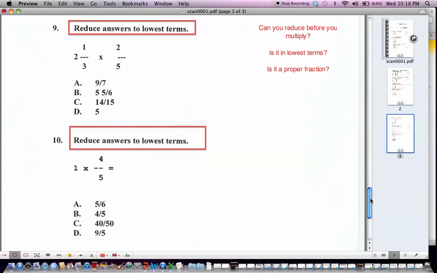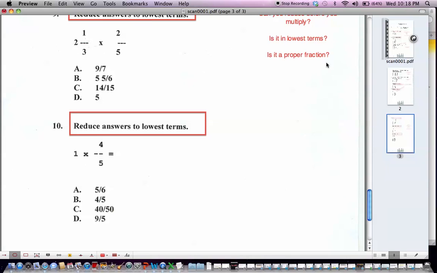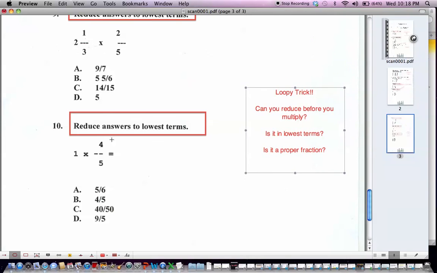Then number 10. Reduce answers to lowest terms. 1 times 4/5. What do we do here? How do we make a whole number a fraction? Slap a 1 under it. So think about that. Do you need to use the loopy trick? Can you reduce before you multiply? Is it in lowest terms? Is it a proper fraction? Think about that as you answer those.